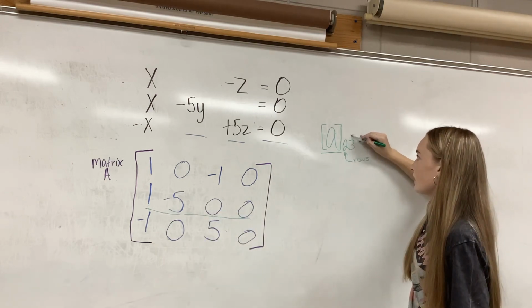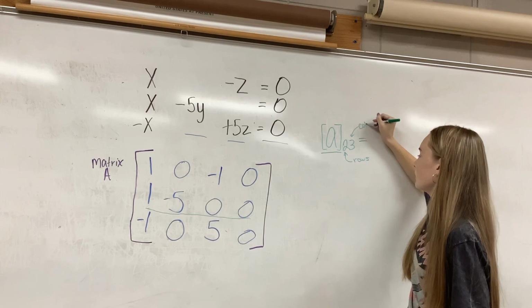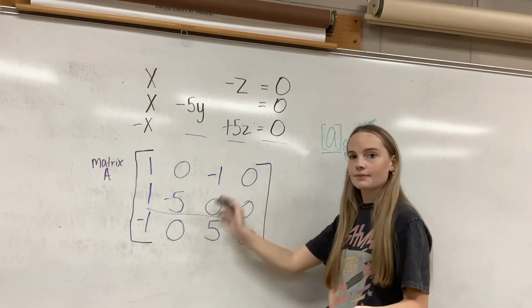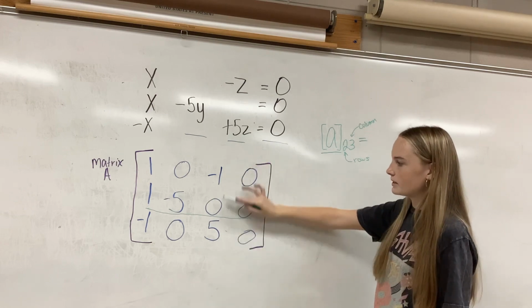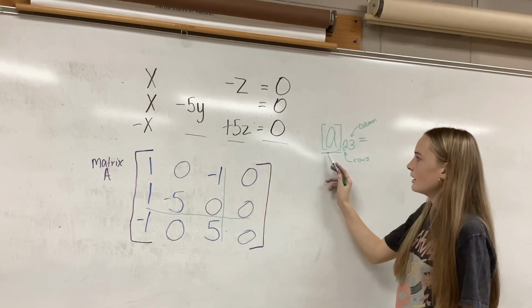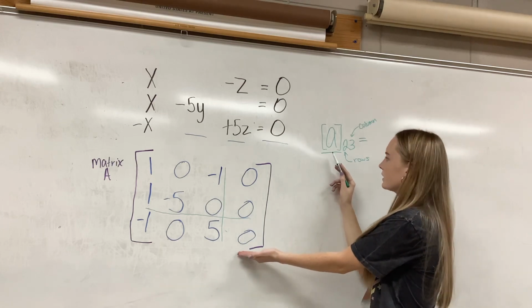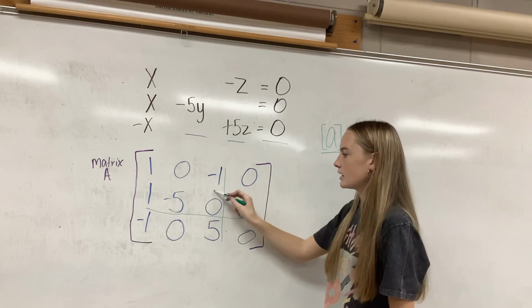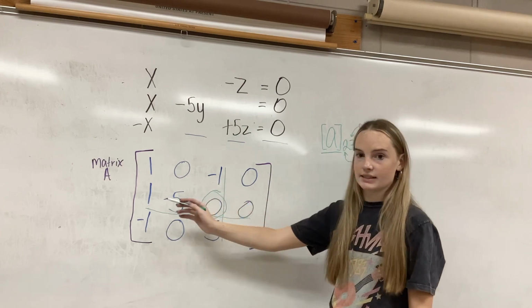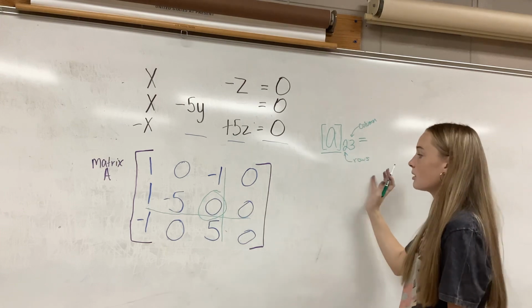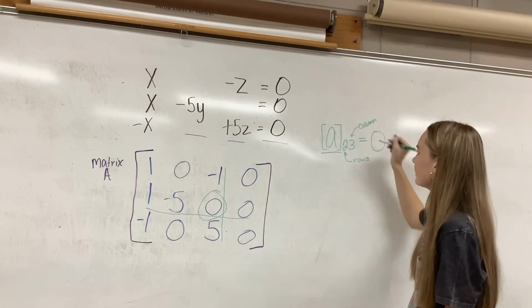This 3 right here is telling us our column number. We know that our columns are the up and down ones. So for our third column, it's going to be this one right here. So if this is asking for matrix A on the second row, third column, we know that it's going to be this 0 right here because it is in the second row and in the third column. So the answer to this problem right here is going to be 0.